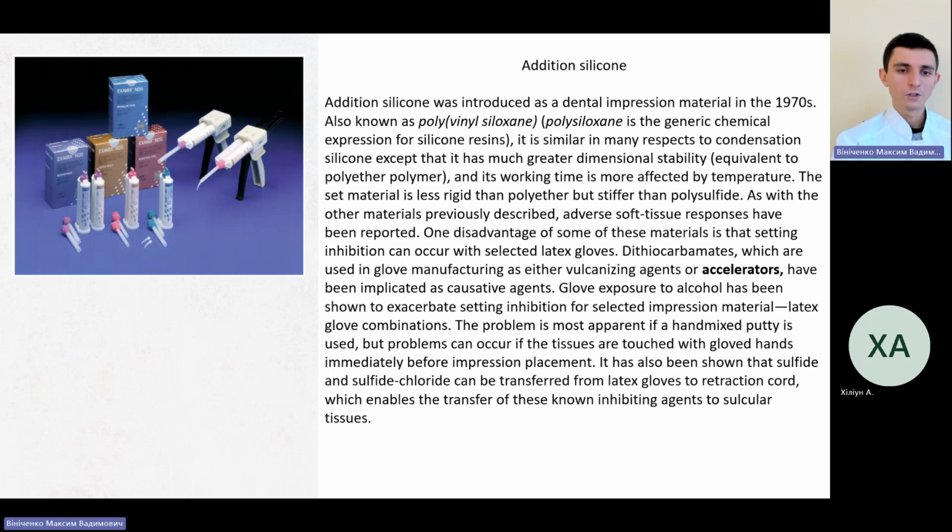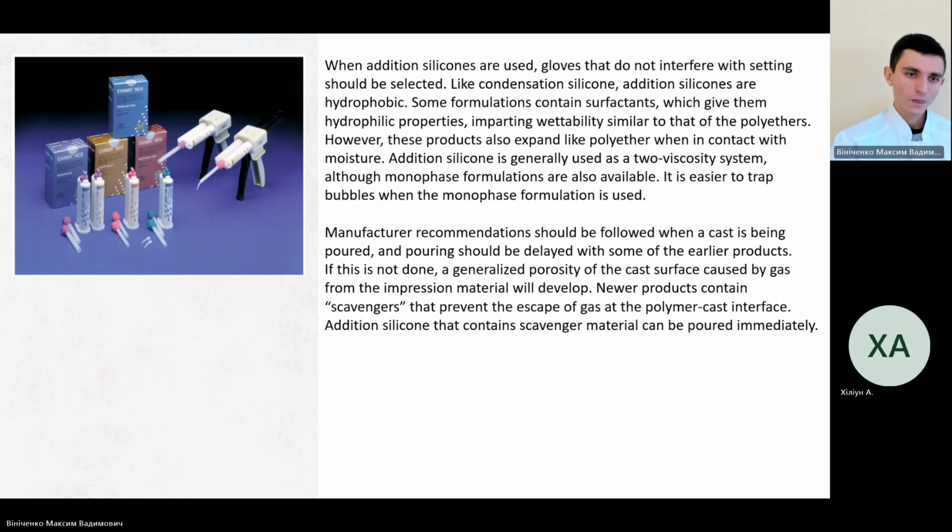It has also been shown that sulfur and sulfur compounds can be transferred from latex gloves to retraction cord, which enables the transfer of these inhibiting agents to the tissues. When addition silicones are used, gloves that do not interfere with setting should be selected.